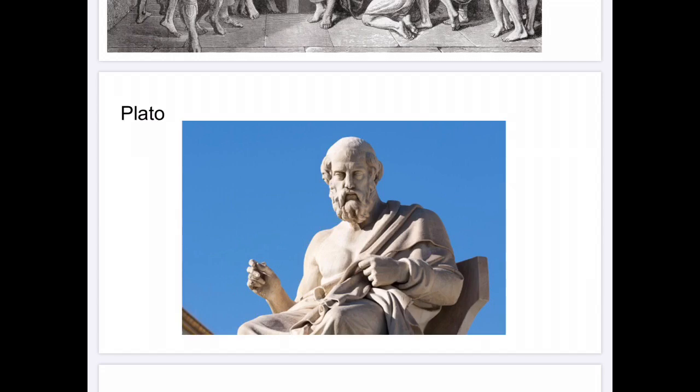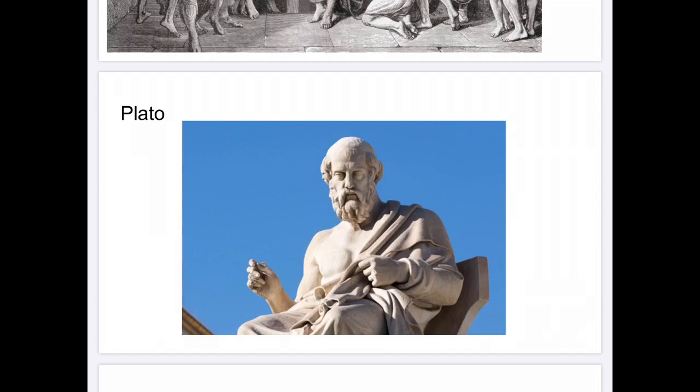So Plato founded the first institution of higher learning in the Western world in Athens. It's called the Platonic Academy of Athens, and it's just known as the Academy. So if you travel to Athens today, you can see the site of it and the ruins of what was there on that site where the first university was established.